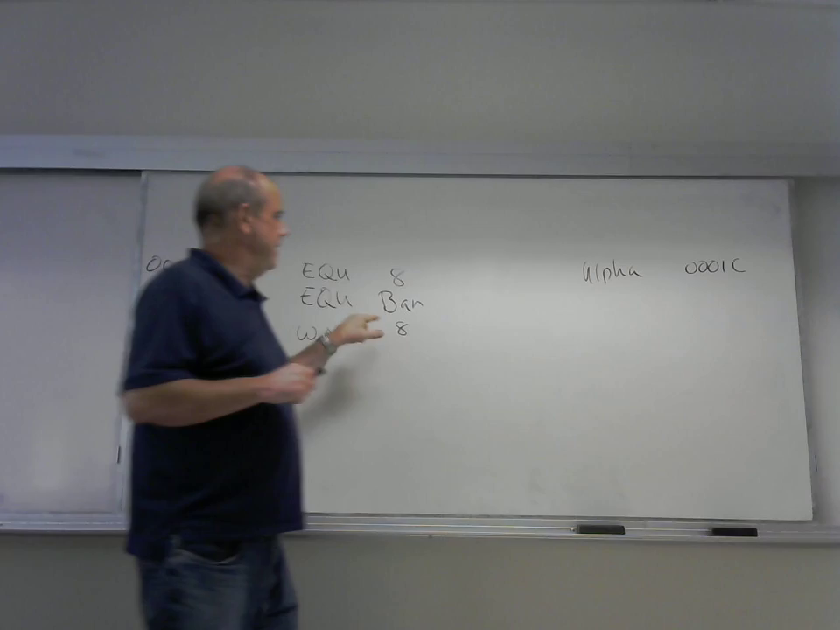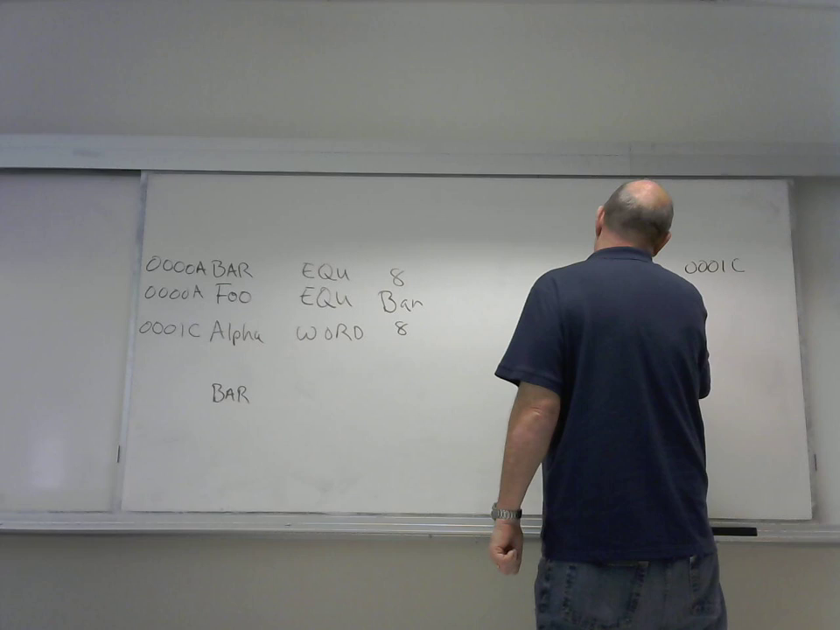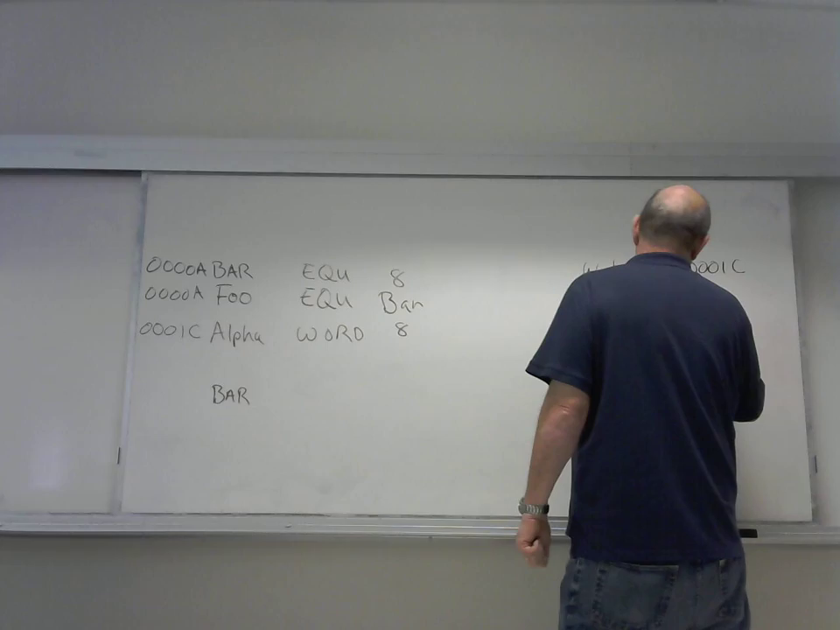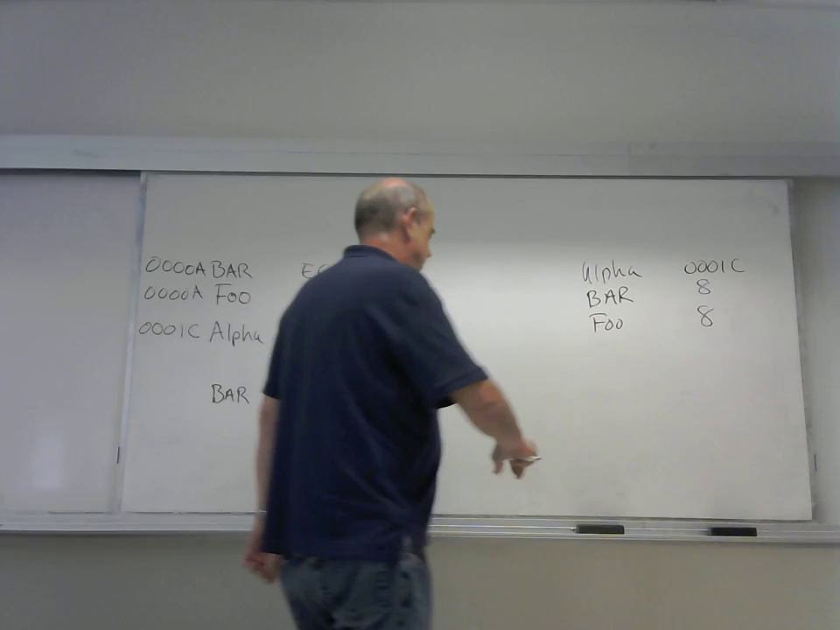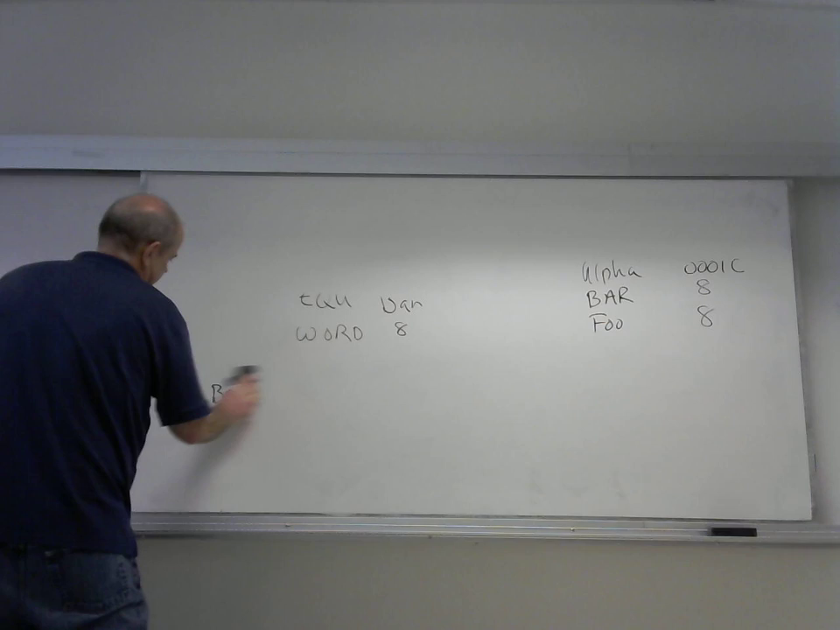So you have bar, and its value is 8. And you have foo, and its value is 8. This makes sense? So these are heavily used. The assignment I just gave my students is 237. I just gave them this assignment. I just turned it in last Thursday.